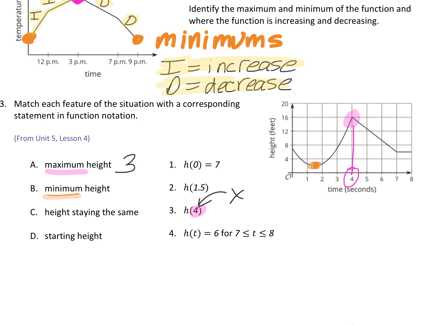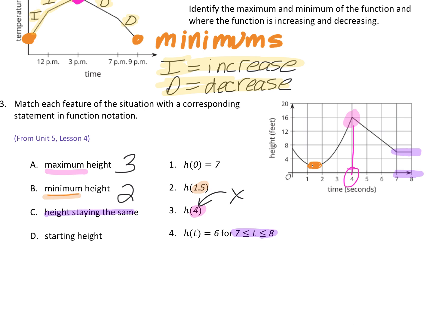The minimum is going to be right here, and it's in between 1 and 2, which means that the x value is going to be right here. So number 2 is the correct answer for B. The height stays the same at this little strip right here on the graph where it's flat, and it's between the numbers 7 and 8, which means it's going to be right here where the time is in between 7 and 8.